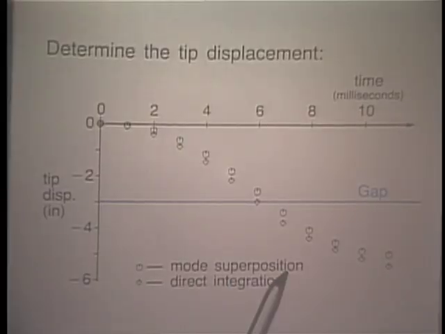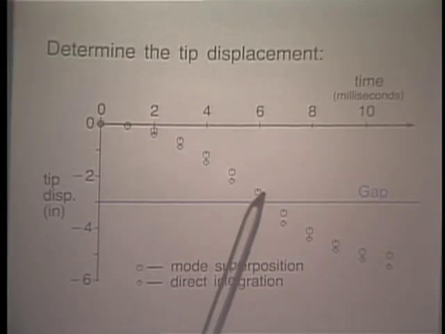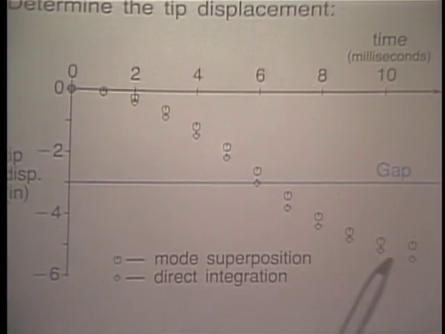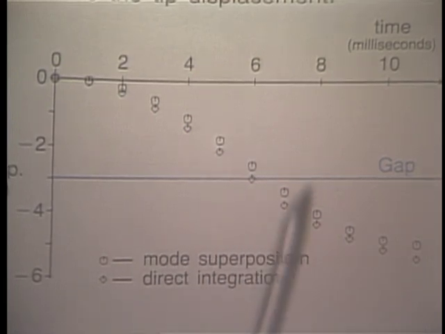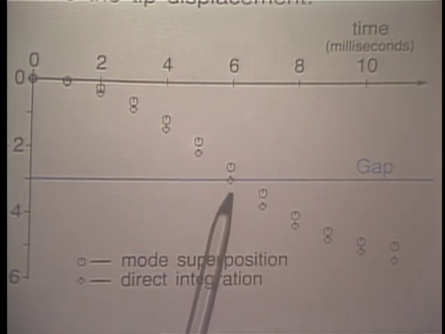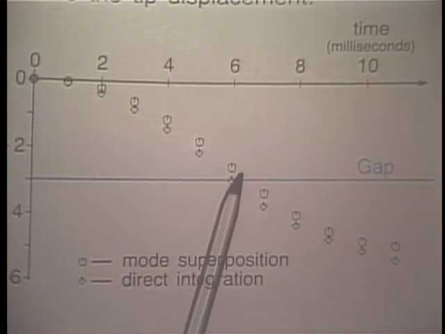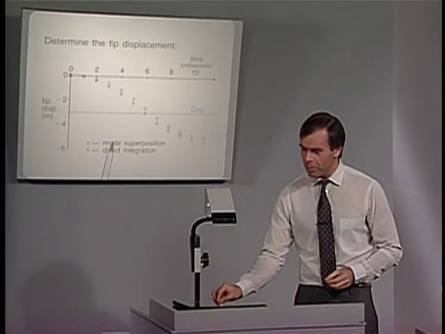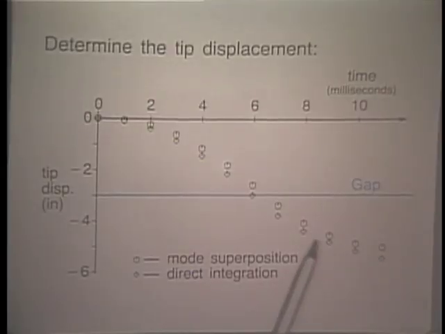If we look at the results obtained from these 2 analyses, we find that the mode superposition response for the displacements looks as shown here. The direct time integration response looks as shown here. Notice that this is here the distance of the gap. So at this particular time, the gap is closed and the restraint comes into action. We note from this graph that the mode superposition solution is really very close to the direct integration solution for the displacement at the tip of the pipe.